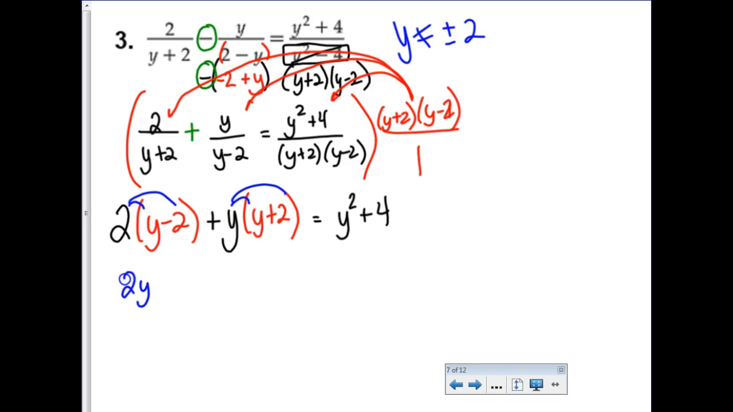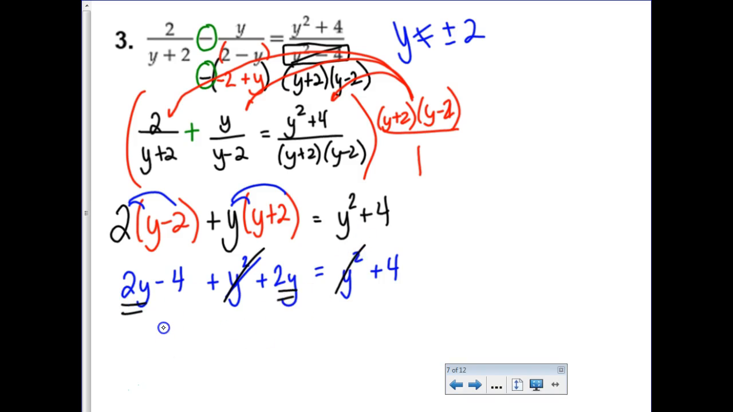So you have 2y minus 4 plus y squared plus 2y equals y squared plus 4. And oh my goodness, I thought I had a quadratic per the usual, but when I look closer, I think the y squareds are going to cancel out. So you actually don't have a quadratic anymore. These are gone. You have a linear, so you want to bring all the y's to one side, all the constants to the other. You're just going to solve it like normal.